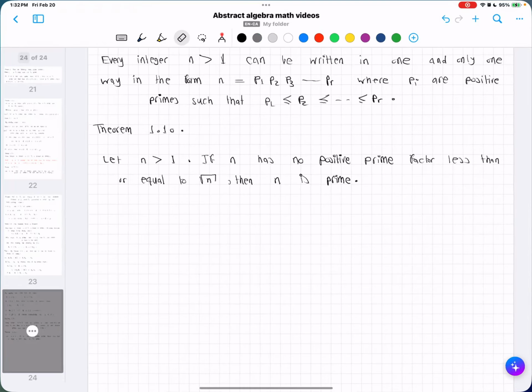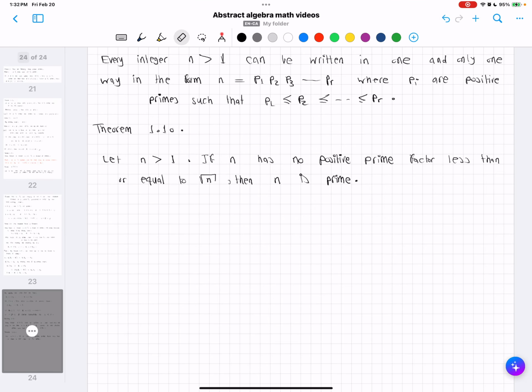Hi everyone. So let's get going with theorem 1.0. I hinted at a specific intuition which tells you that if n is bigger than 1 and n has no prime factors less than or equal to the square root of n, then n is prime.